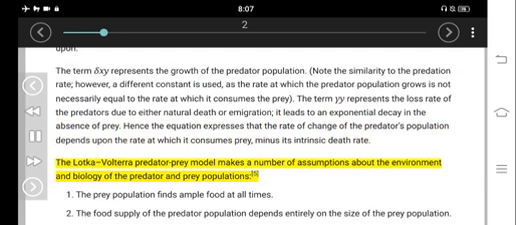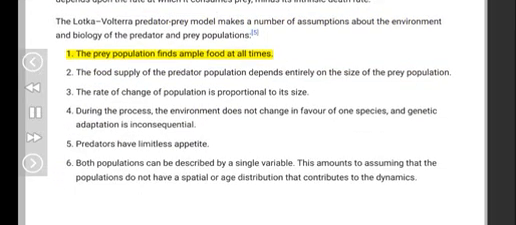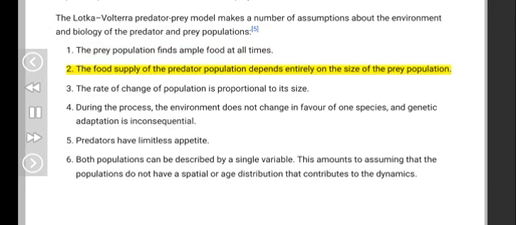The Lotka-Volterra predator-prey model makes a number of assumptions about the environment and biology of the predator and prey populations. 1. The prey population finds ample food at all times. 2. The food supply of the predator population depends entirely on the size of the prey population. 3. The rate of change of population is proportional to its size. 4. During the process, the environment does not change in favor of one species, and genetic adaptation is inconsequential. 5. Predators have limitless appetite. 6. Both populations can be described by a single variable. This amounts to assuming that the populations do not have a spatial or age distribution that contributes to the dynamics.